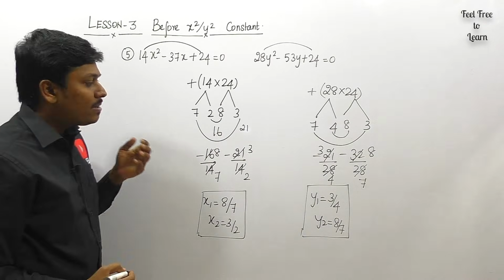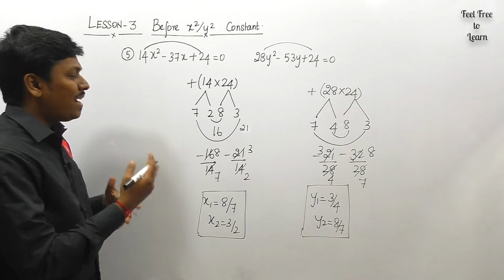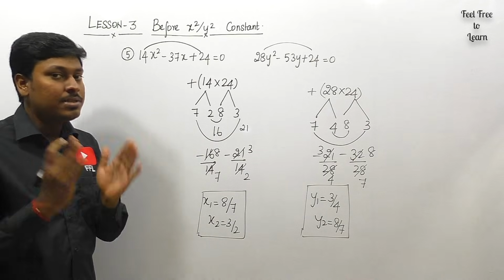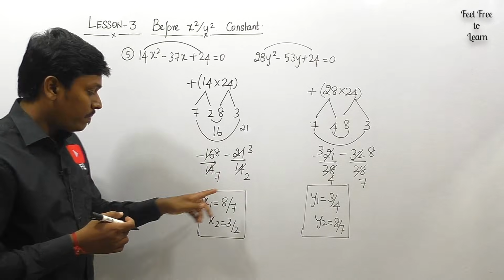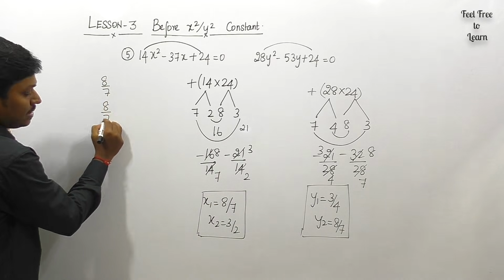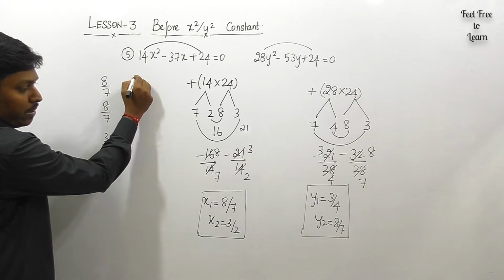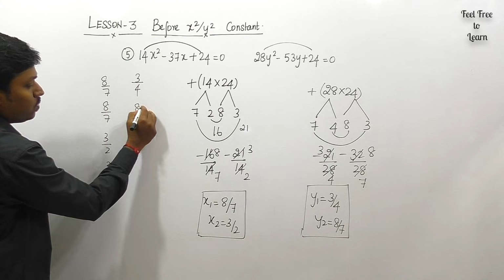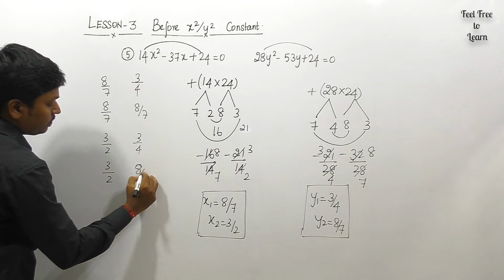Now we need to compare this and say what is the relationship between x and y. The concept behind this, every time I am saying, comparison is most important, right? We need to compare all the x values with the y values. So the x value will be 8 by 7, and the second x value will be 3 by 2. So y1, y2, y1, y2, then again y1, then again y2.